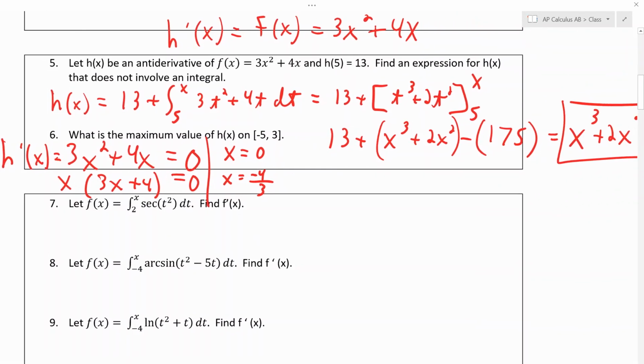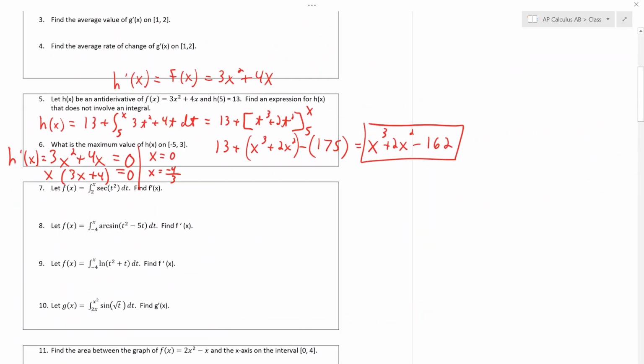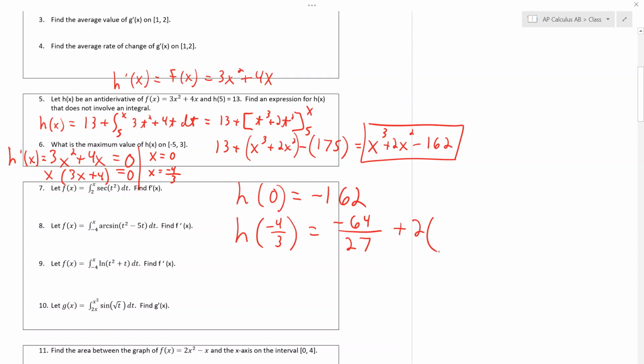What do we need to do now? Find the max. Plug in 0, plug in negative 4/3, plug in negative 5, and plug in 3. Okay? That's a little bit much, but we can do it. It's not really too bad, I guess. H of 0 is easy. It's negative 162. Cool. H of negative 4/3 is a pain, but we can do it, I think, right? Negative 4/3 cubed, what's that? Your favorite number, negative 64/27. Perfect. Plus 2 times negative 4/3 squared. That's 16/9. We okay with this?